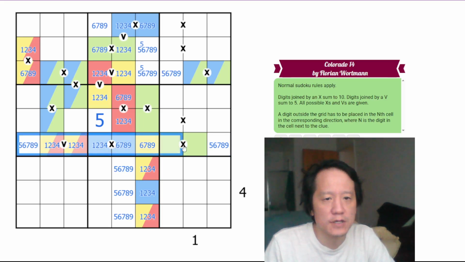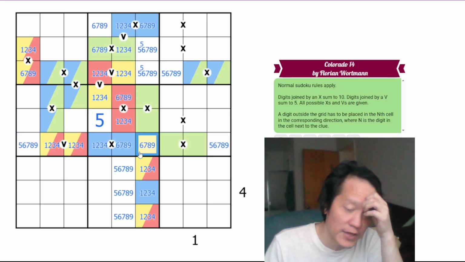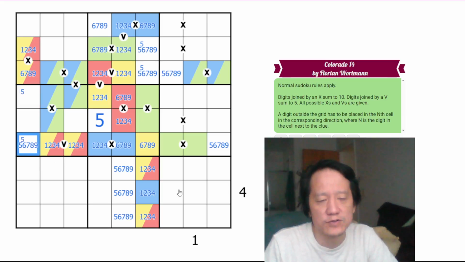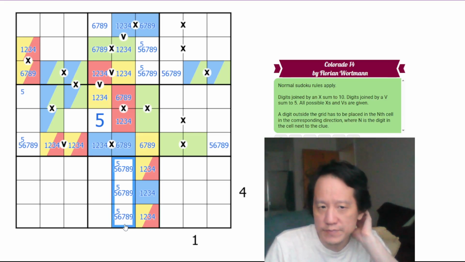We're missing a high red. Sorry, I think I said low yellow. I meant a high yellow, right? 5 can't be here, so 5 is one of these 2. 5 is one of those 3, obviously. We're missing a high green and a high yellow here. Okay.